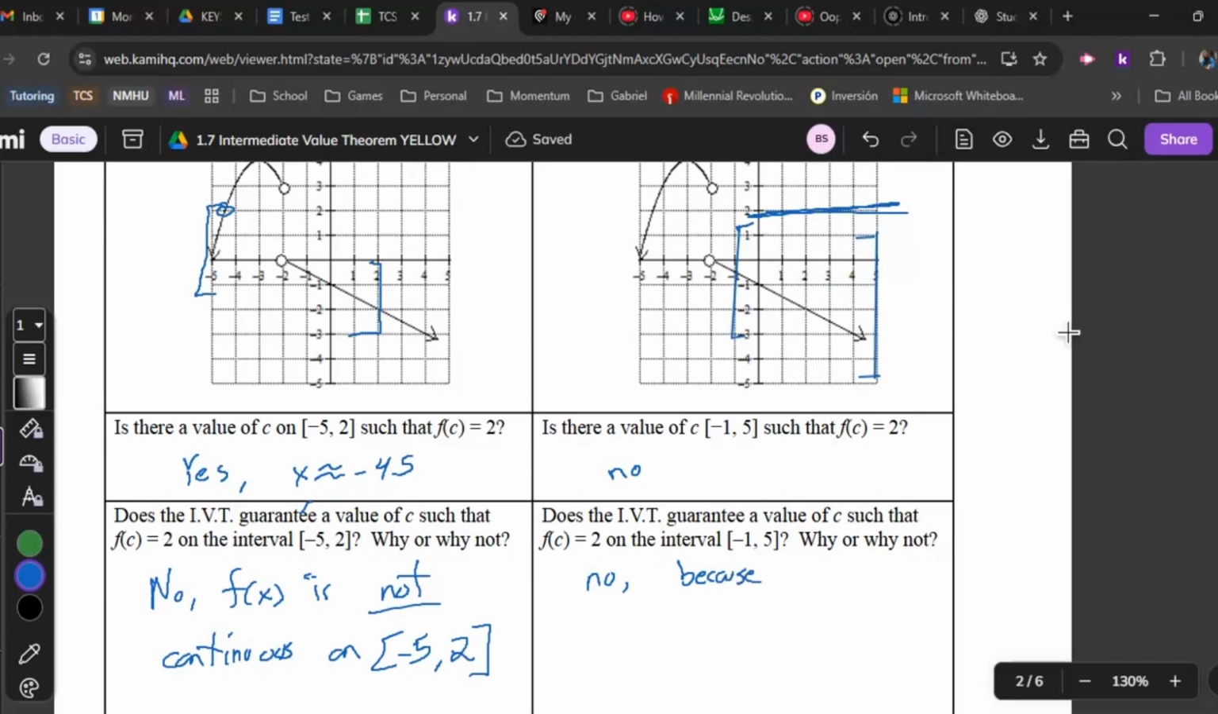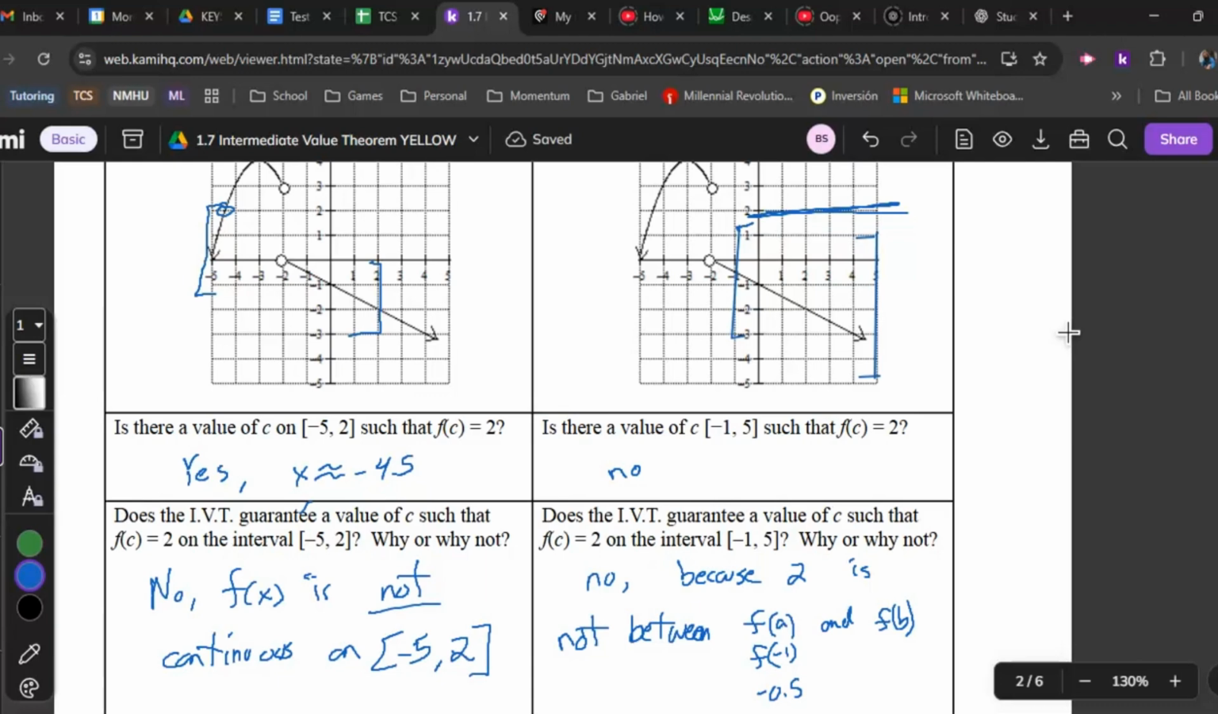because 2 is not between my endpoints. And my endpoints are going to be f of negative 1. Actually, you know what? Let's write it out the full way. F of a and f of b. But let's write out what those things are. So f of a is really f of negative 1. F of negative 1 is roughly negative 0.5, it looks like.